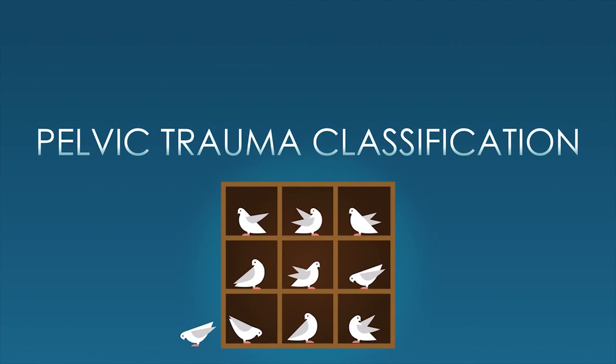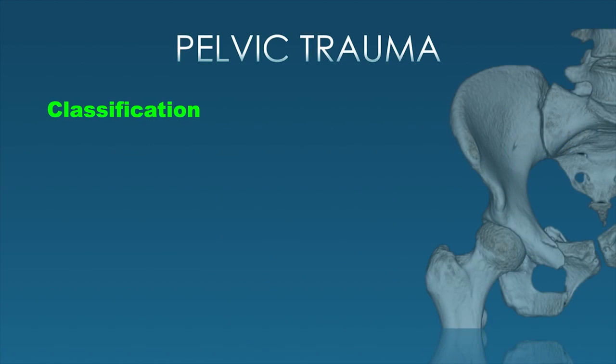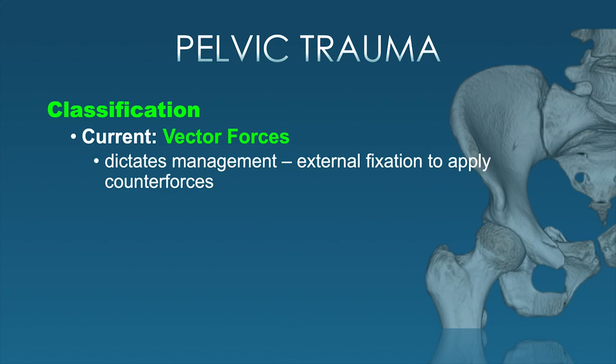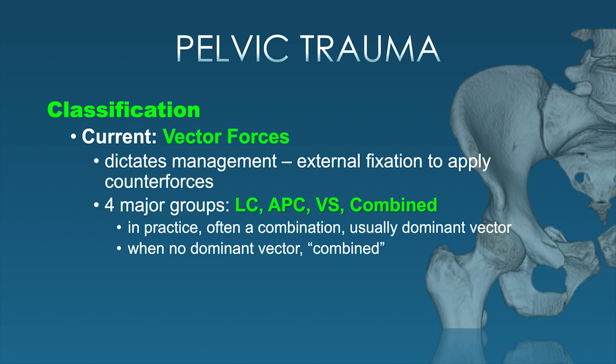Pelvic trauma classification, how are we going to pigeonhole these injuries? Let's begin with the classification that really is in use today where we're looking at vector forces, and this is really going to dictate management so that the surgeons will apply external fixation to apply counterforces to the forces that are causing these injuries. We have four major groups: lateral compression, anterior-posterior compression, vertical shear, and combined. Typically, there's not just one that's going on, but there's usually a dominant vector that we can identify on imaging.